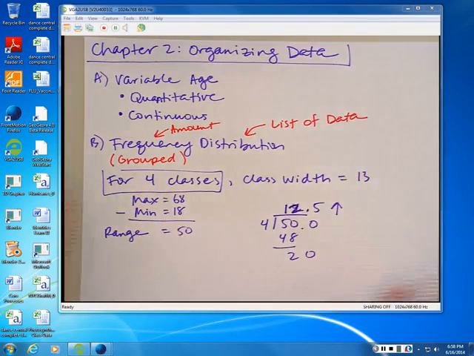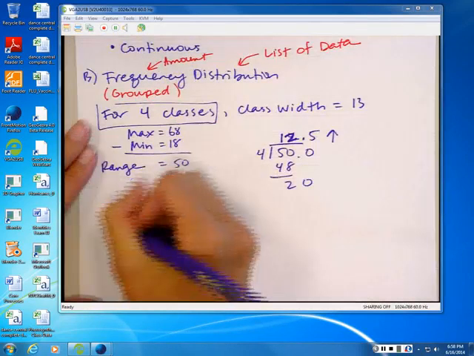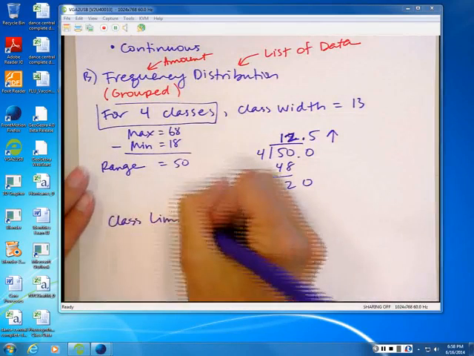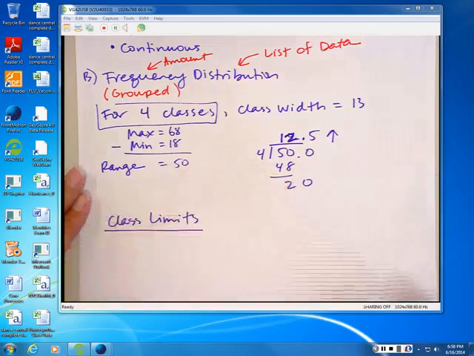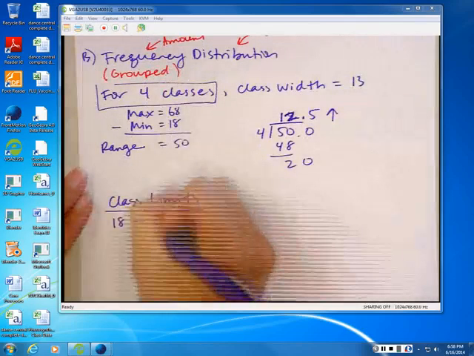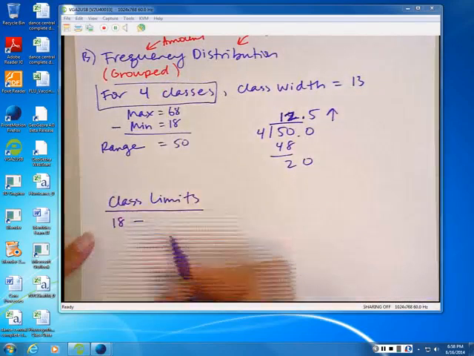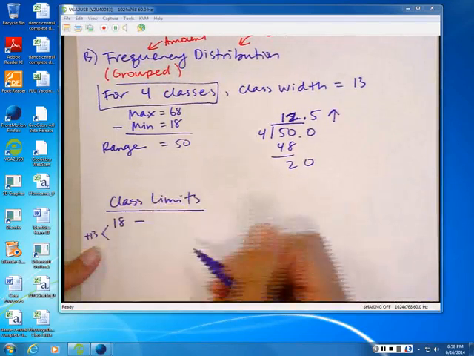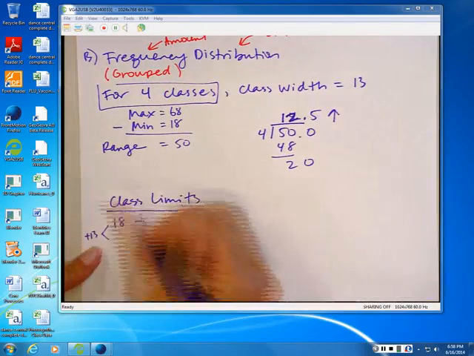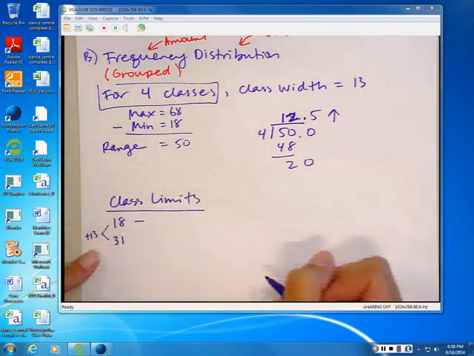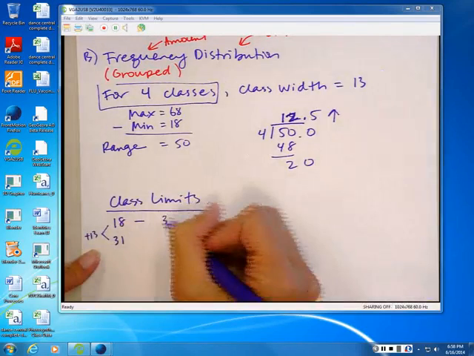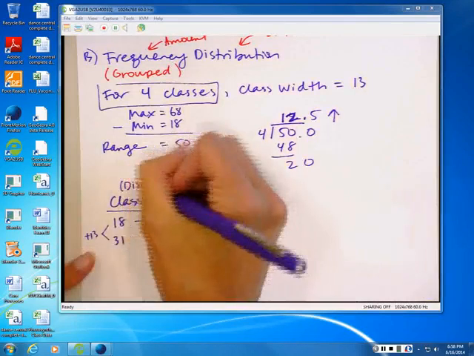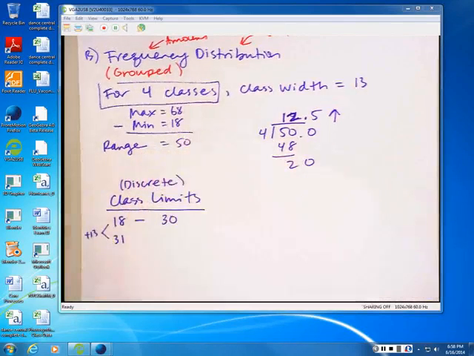So I'm going to go ahead and build this. I'm going to start with my class limits, and that would be between this age and this age. My lowest age is 18, but I'm not going to add 13 to get this value here. I'm going to add 13 to get the next lower value. So 18 plus 13 is 31. And you can see then that this value here must have been 30. So I'm really using my variable when I do my class limits as a discrete variable.